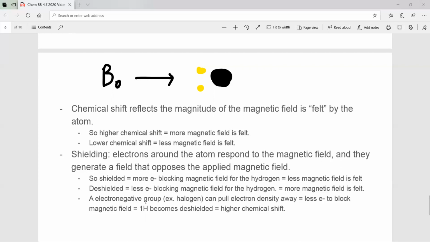An electronegative group such as a halogen can pull electron density away, leaving fewer electrons to block the magnetic field for that hydrogen. So the hydrogen is deshielded, thus giving it a higher chemical shift because it's feeling more of the magnetic field.